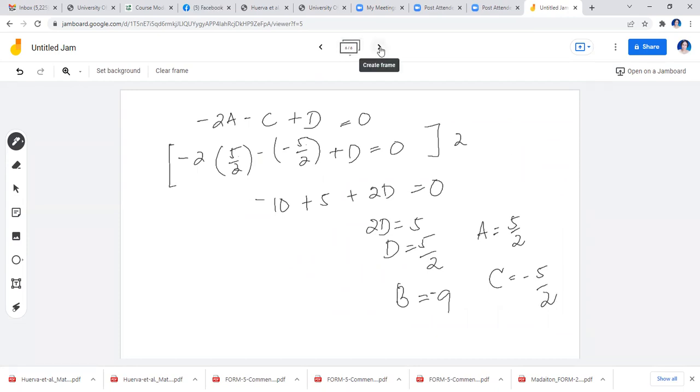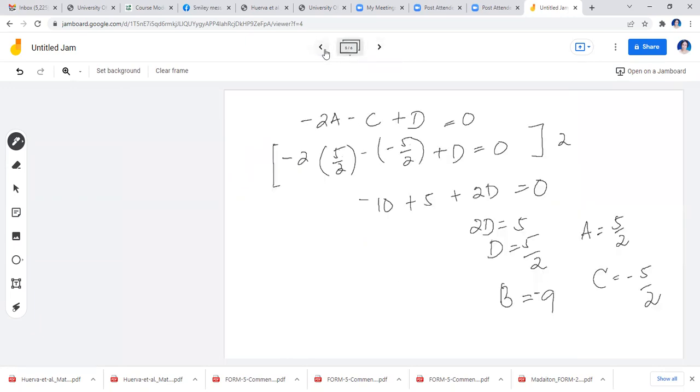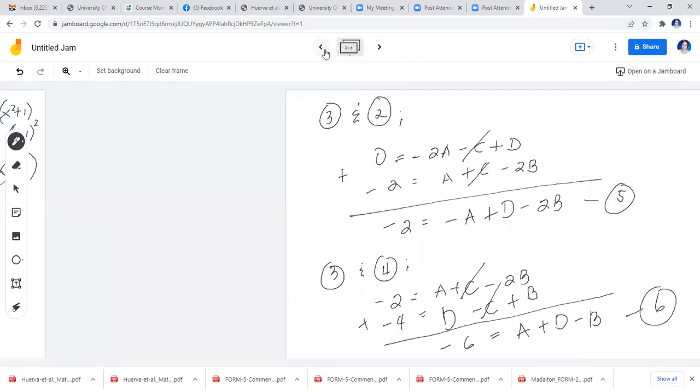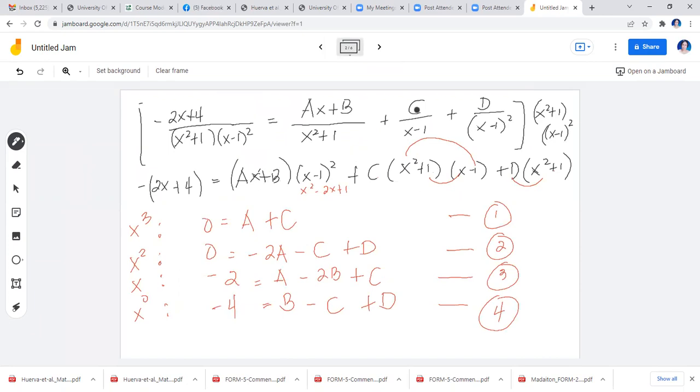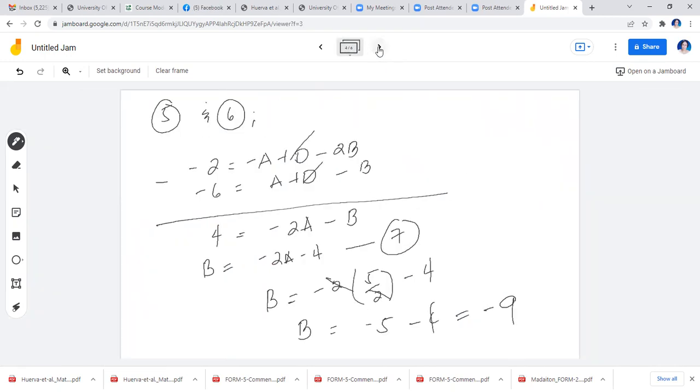What then would be the resulting answer to your integral? This is your original integral, class. Negative 2x plus 4 over the quantity x squared plus 1 times the quantity x minus 1 squared. So we'll write down A and B, okay?